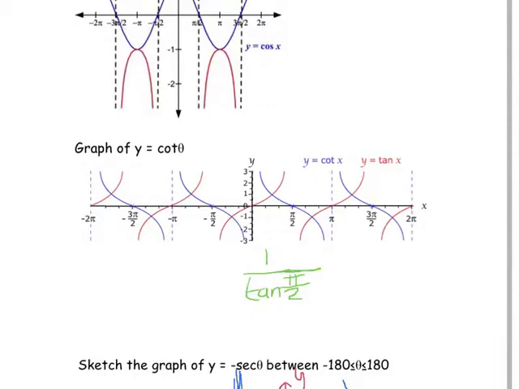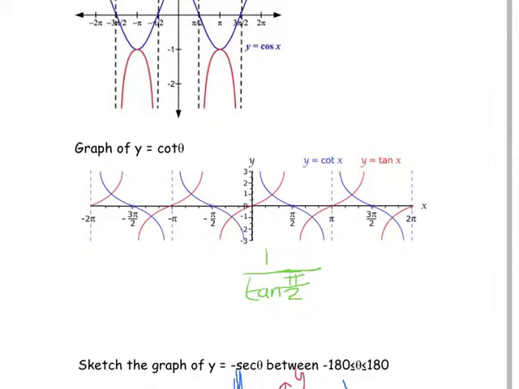Sketching the graphs of sec theta, cosec theta and cot theta. Remember in a previous video that we've just introduced three new trigonometric ratios, which were sec theta, cosec theta and cot theta. Remember that sec theta is equal to 1 divided by cos theta, cosec theta is equal to 1 divided by sin theta, and cot theta is equal to 1 divided by tan of theta.